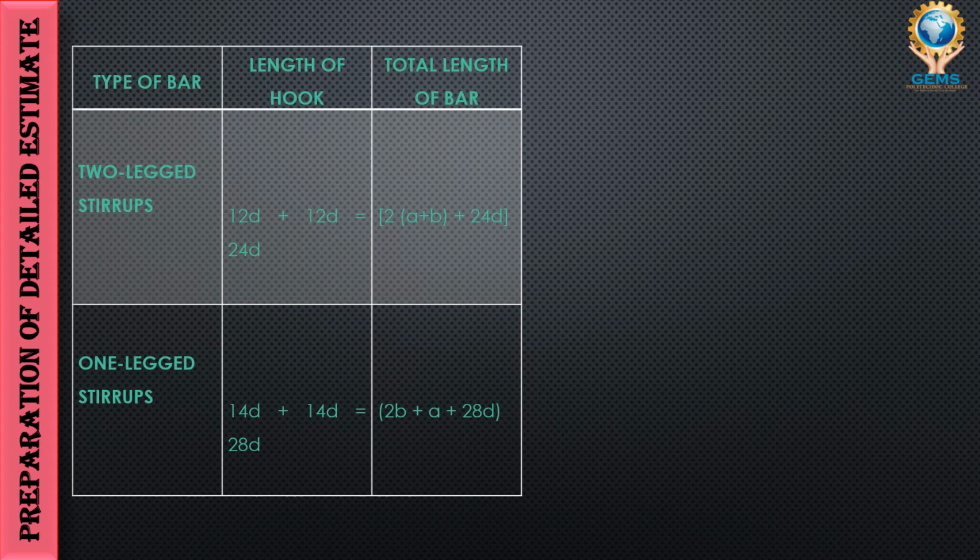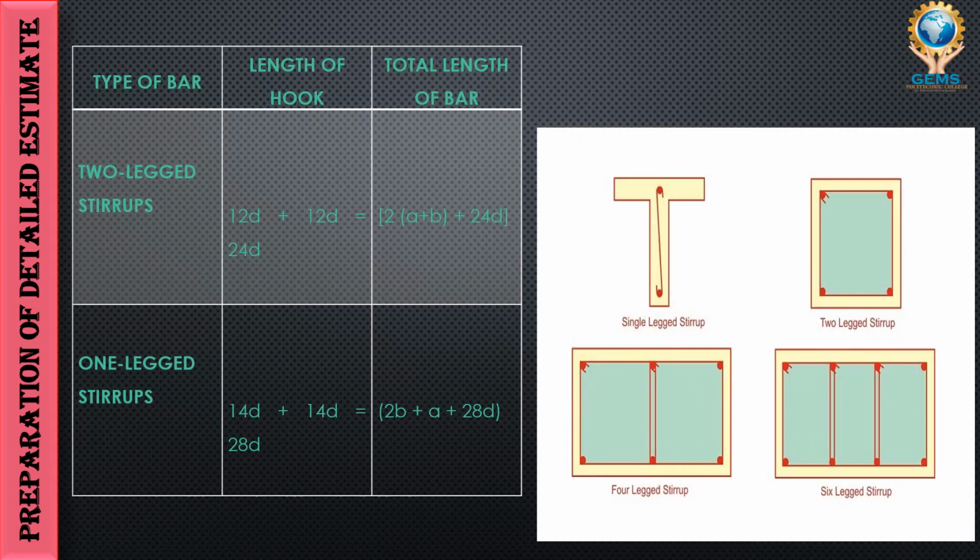So this is the type of bar, length of the hook, total length of the bar. How can we calculate here? For a two-legged stirrup, the length of the hook will be 12D plus 12D. If you have two-legged stirrups, the length of the hook will be this much. Then the total length of the bar equals 2 into A plus B plus 24D.